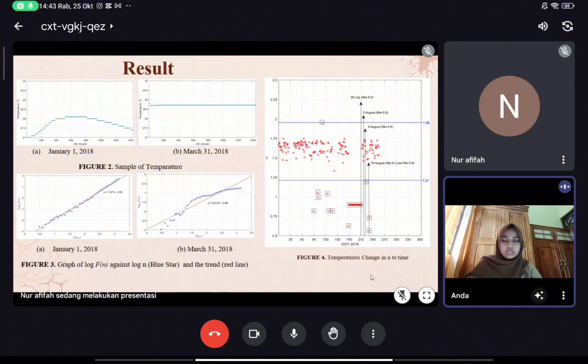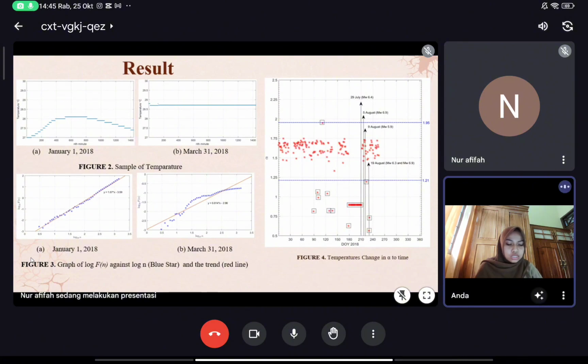And this is the result of the research. Here, figure 2 is a sample of temperature. In figure 2, there are 2 data sets here, compared for January. First is normal data. As we can see here, the temperature fluctuation for this day, and for March 31 it is constant. That's weird data. And then figure 3 is a graph with blue stars and a red line. Blue stars display observation data, and the red straight line is the slope of a linear line, notated as the scaling exponent alpha.